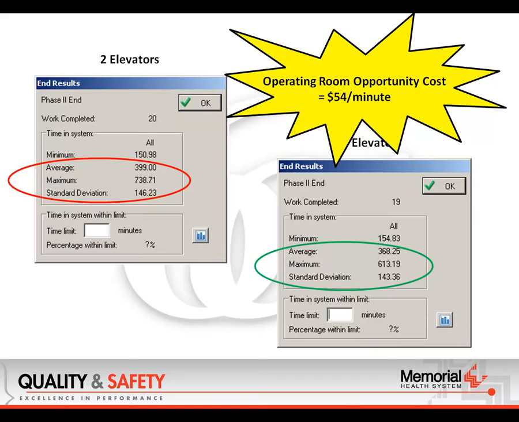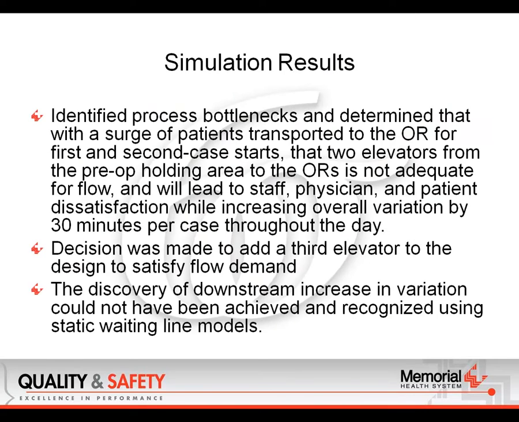based upon our current flows and ramping up and scaling up to what we believe it will be as a forecast. So our results, we identified the process bottlenecks and determined that the surge of patients transported for first and second case starts, that 2 was not adequate, and we would have staff, physician, and patient dissatisfaction by increasing that variation. So we added the third elevator, and the discovery of downstream increase in variation could not have been achieved in recognizing using static waiting line models. So if we're just using our regular waiting line models, queuing models, it would have been very hard to understand the full impact of that minor change in wait time downstream.